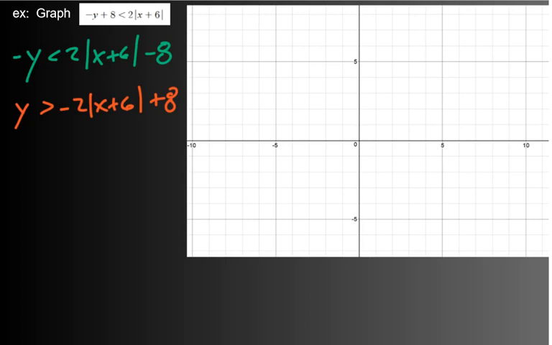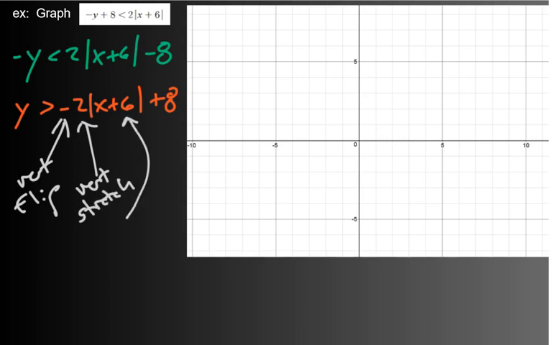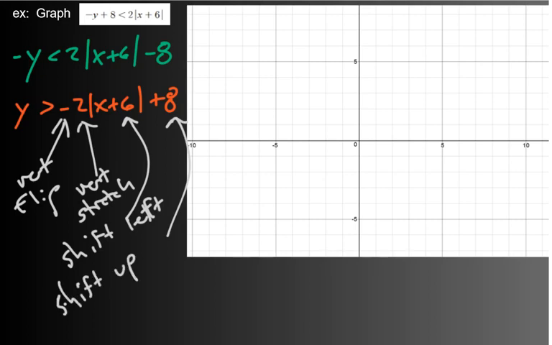And just as good review, the negative is a vertical flip. 2 is the vertical stretch. 6 is a shift left. And 8 is a shift up. I guess I should also say shift left 6, and the 8 is a shift up 8.